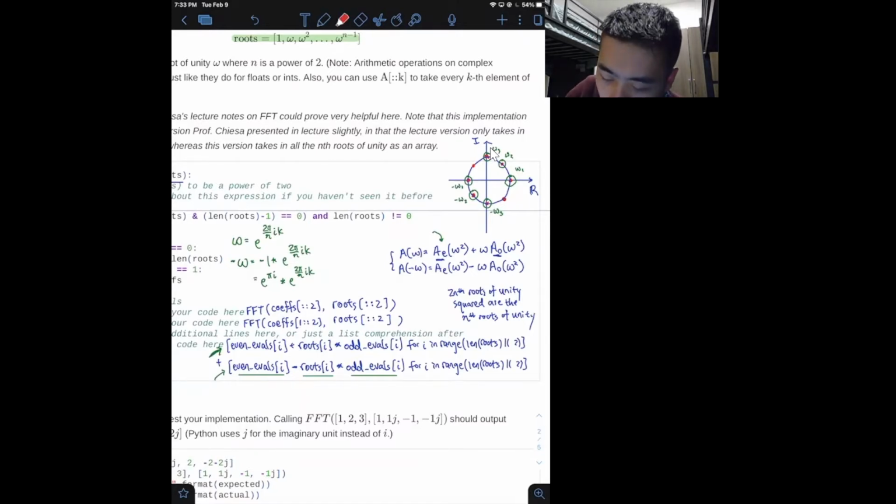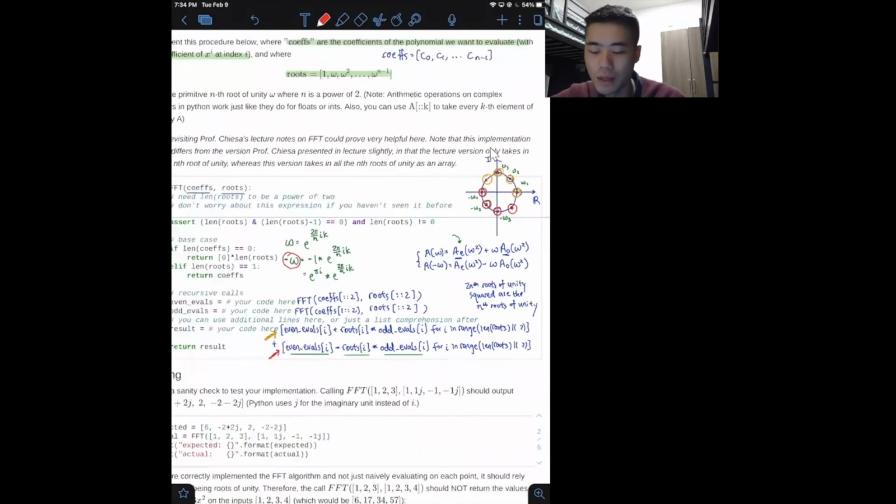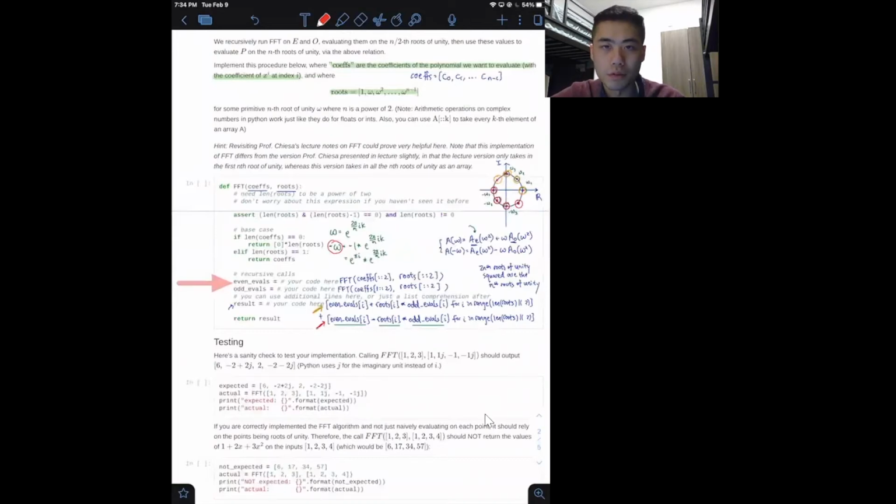So this first list over here evaluates my polynomial at all the roots of unity that are above the x-axis. And my second list, which is the one down here, is going to evaluate my polynomial at all the roots of unity that are below the x-axis. And I know that I will be returning all my values in the proper order because of that property I just mentioned, that negative omega is simply located pi radians away from positive omega on the unit circle. So that is part one. See you in part two.